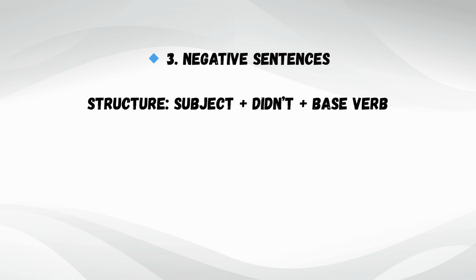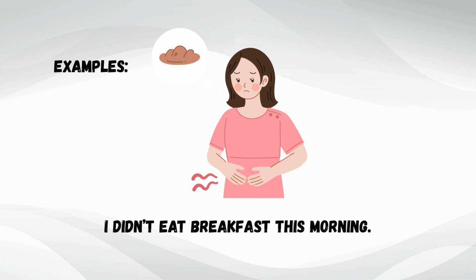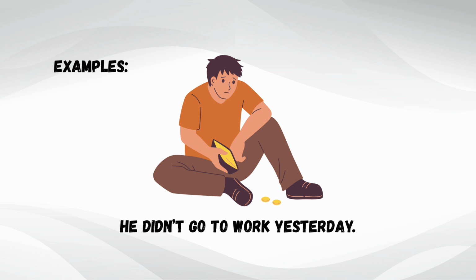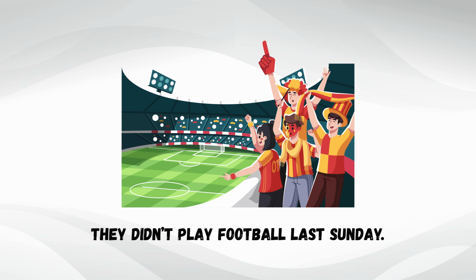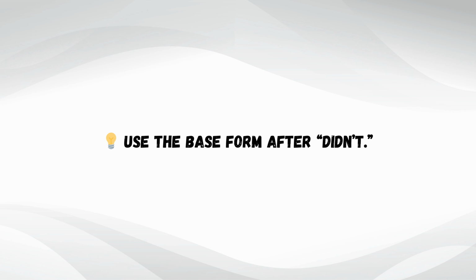Negative sentences. Structure: subject plus didn't plus base verb. For example, I didn't eat breakfast this morning. He didn't go to work yesterday. They didn't play football last Sunday. Use the base form after didn't.